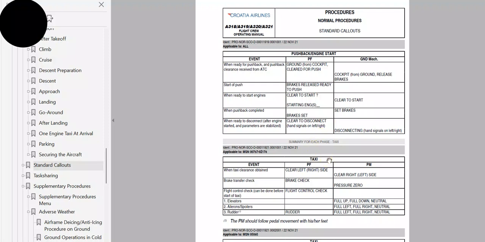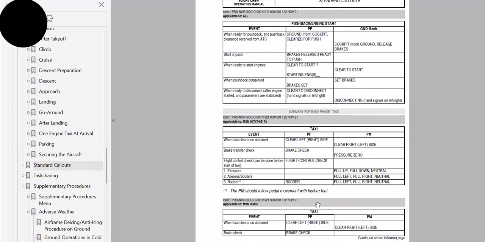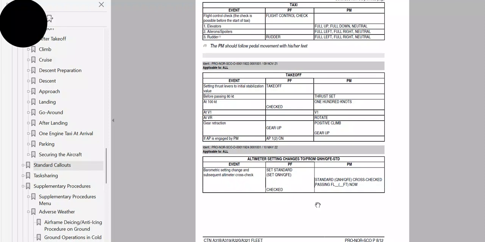For example, in a taxi flow, when taxi clearance is obtained: clear left, clear right, clear right, clear left, brake check, pressure 0. On some MSN you don't say pressure zero, but it depends on the aircraft. And then how to do the flight control check and so on. So this is the language that you will use on the Airbus, and it is really important for you to learn it correctly, so that the other pilot understands what you want.